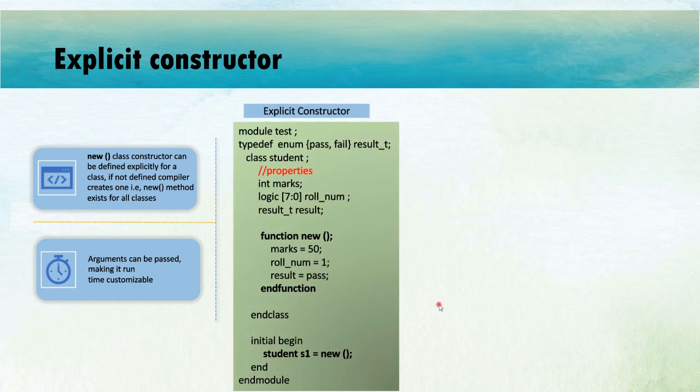Now here is an example of an explicit constructor. In this module test, I have explicitly defined this new function, which basically defines what all operations will occur whenever I call this new function. So when this statement is executed, this new function will initialize marks to 50, roll number to 1, and result to pass, thus making our constructor customizable.